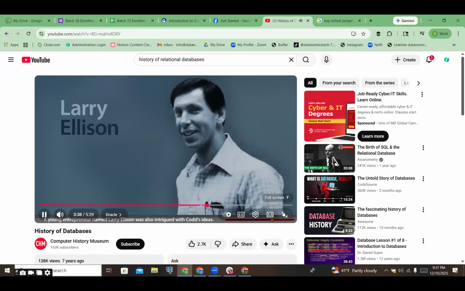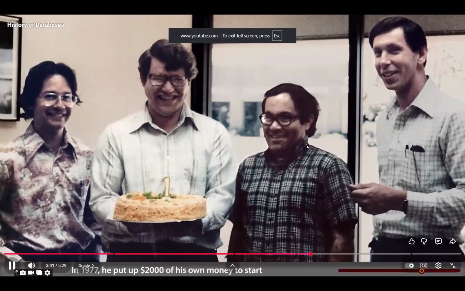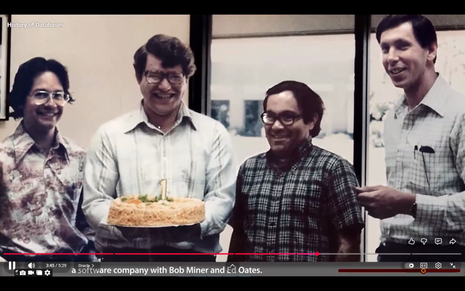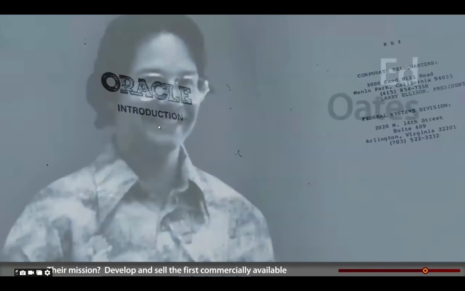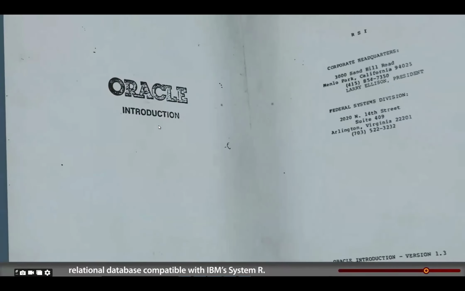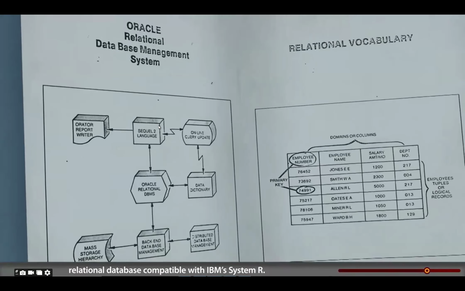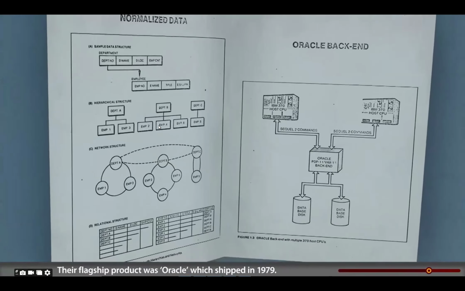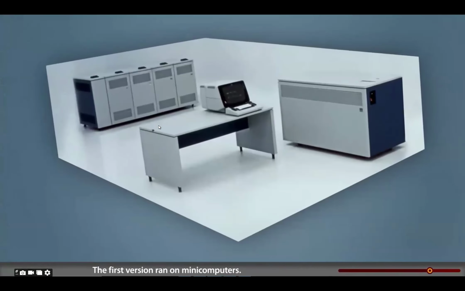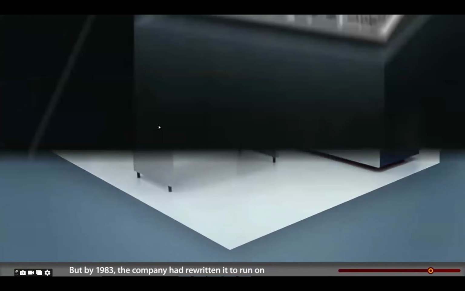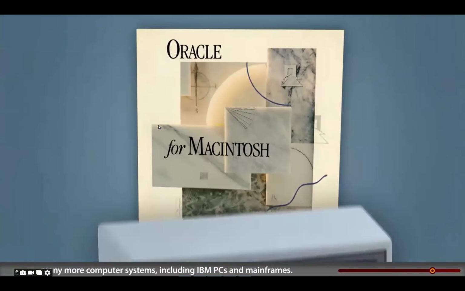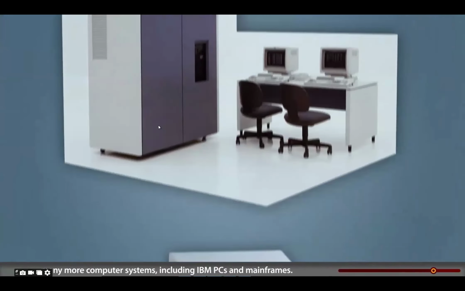With Codd's ideas, in 1977, he put up $2,000 of his own money to start a software company with Bob Miner and Ed Oates. Their mission? Develop and sell the first commercially available relational database compatible with IBM System R. Their flagship product was Oracle, which shipped in 1979. The first version ran on mini-computers, but by 1983, the company had rewritten it to run on many more computer systems, including IBM PCs and mainframes.